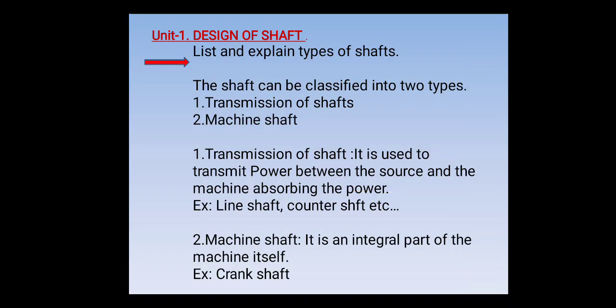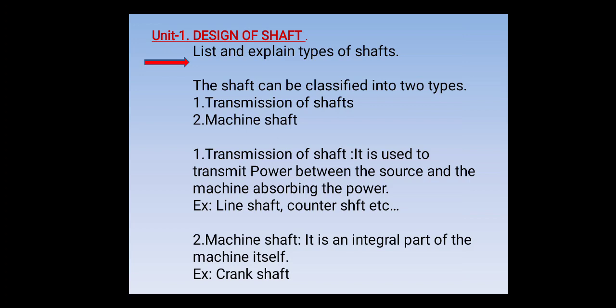And second, list and explain the types of the shafts. What types of shafts do we have? Let's see. The shafts can be classified into two types. First one, transmission shafts. Second, machine shafts. It is further divided into some types.